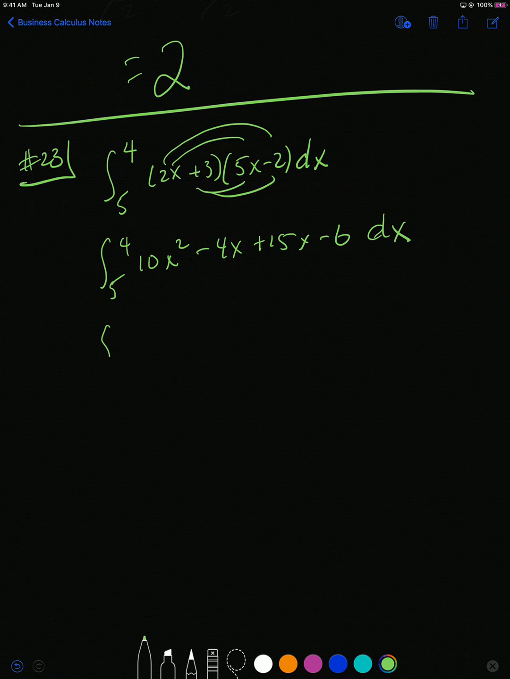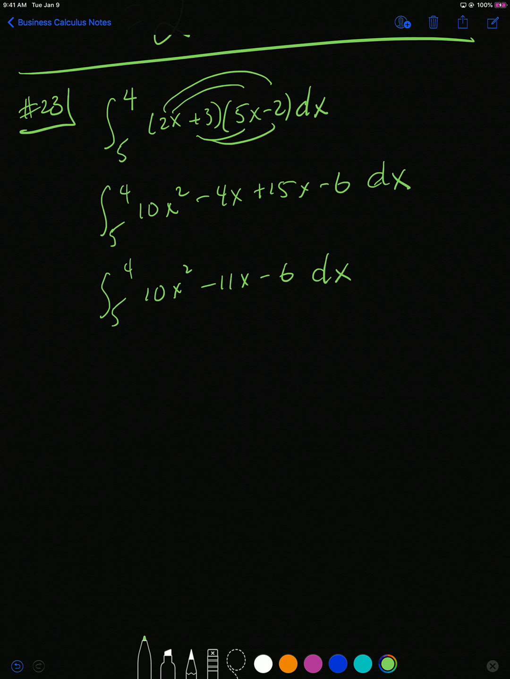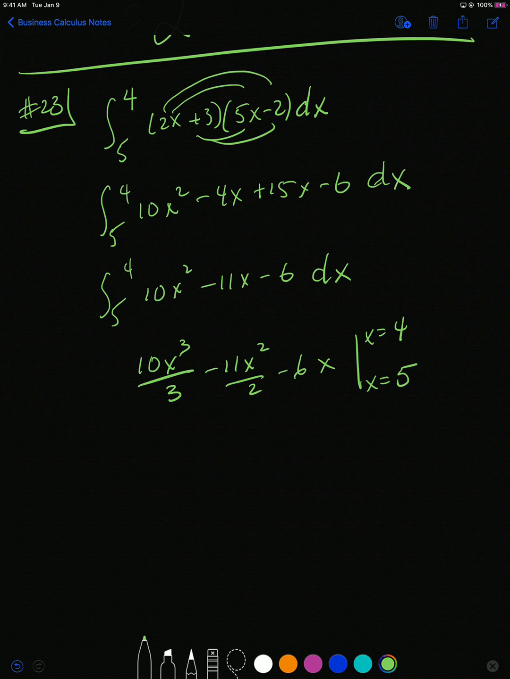The middle terms combine: 10x squared minus 11x minus 6. Sense the need for a calculator coming on. And so that's going to be, I am integrating 10x squared, add 1 to the power, divide by 3, minus 11x, squared, divide by 2, minus 6x. I have to plug in x equals 4, plug in x equals 5, and then I need to subtract the two answers.